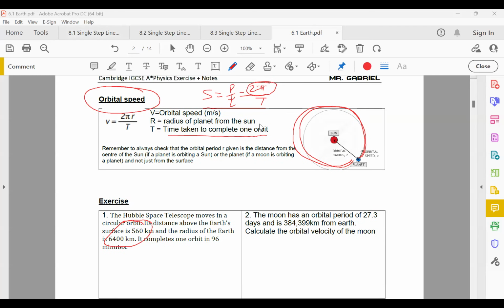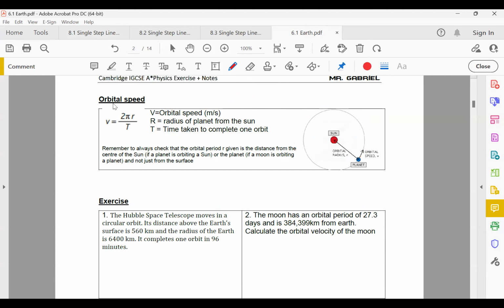So basically, if you think about orbital speed, there are two components to it. Orbital means it's moving in a circular motion, and then speed is just speed. Since I know that speed is distance over time, orbital speed is the total distance traveled in a circle, which is the circumference of the circle. In this case, it will be 2 pi r. But the time, usually, will be the time taken to complete one orbit.